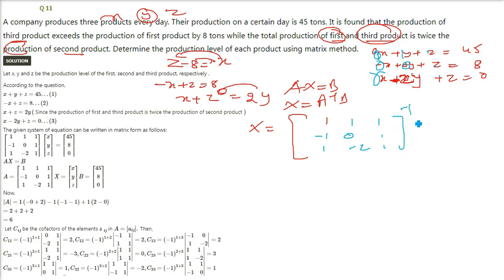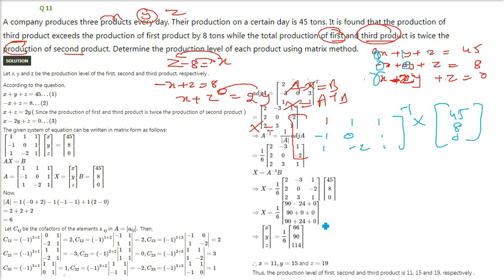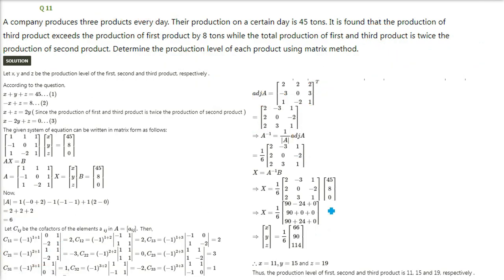And this inverse you have to compute. I hope you will be able to do it. And then we have 45, 8 and 0. And just multiply these two and you'll get X, Y and Z. This is the whole solution. If you are doing it by yourself, if you are stuck, just refer to this solution. But the main key is if you make the equation right, then the other things are quite easy.